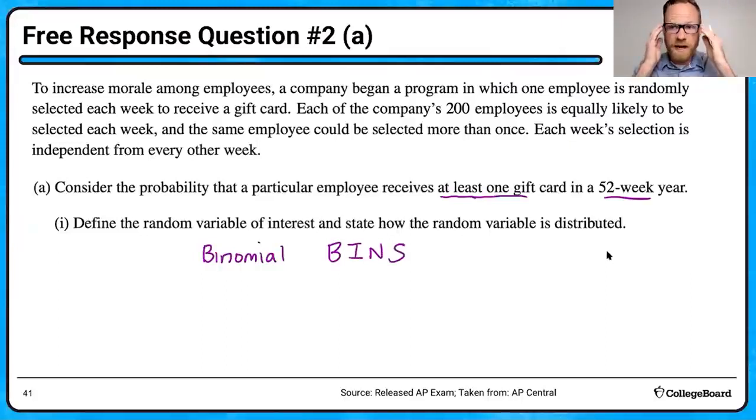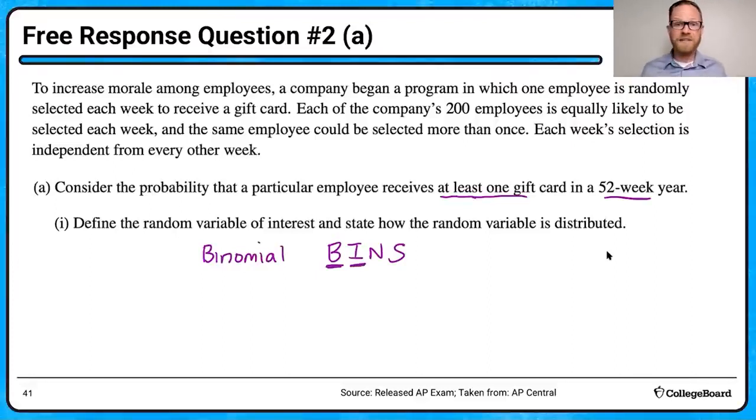And we remember those with the acronym BINS. So the first condition, B, stands for binary, which means each trial could be considered a success or failure. Well, in this case, each week could be considered a success if you win the gift card and a failure if you don't win the gift card. So that first condition is satisfied.